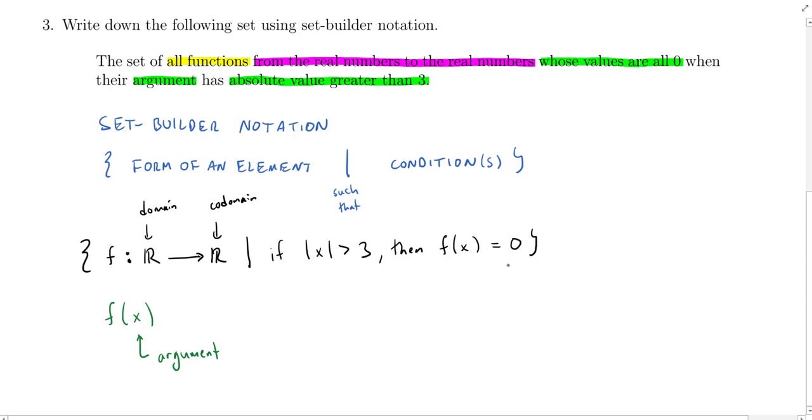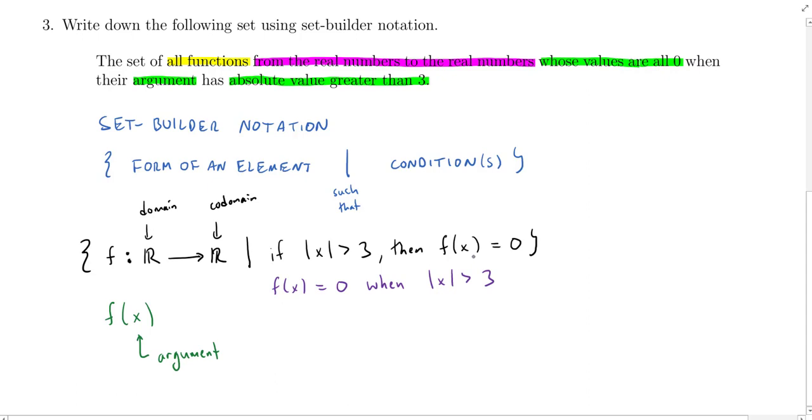Now there may be other ways of writing this down. You could maybe have said such that f of x equals 0 when the absolute value of x is greater than 3. Of course, that's fine too. The whole point though is you need to get this implication in. That is the condition that we have for this function: when the argument is greater than 3 in absolute value, then the value of the function, the output, has to be 0.